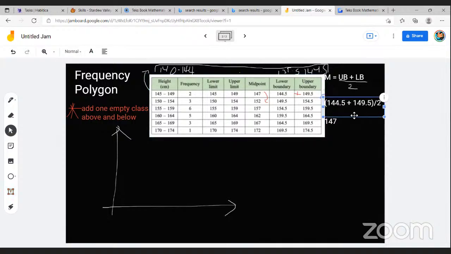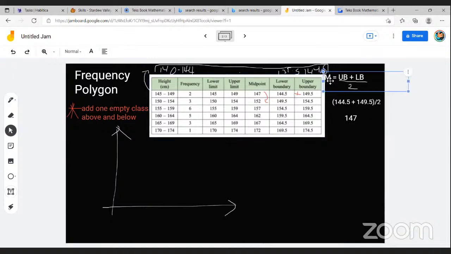Don't worry, don't worry. Of course, this part can be a bit confusing sometimes. Because I used to take this in Chinese, so it's a bit confusing. A lot of new things, right? Lower boundary, upper boundary, midpoint, etc. But yeah, the midpoint is the middle.